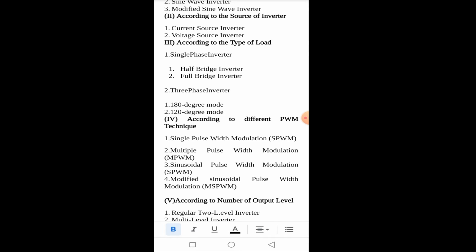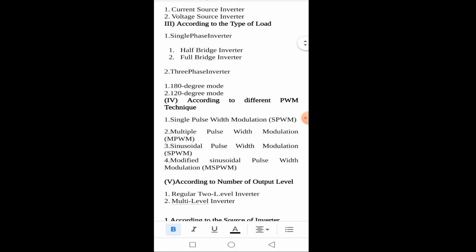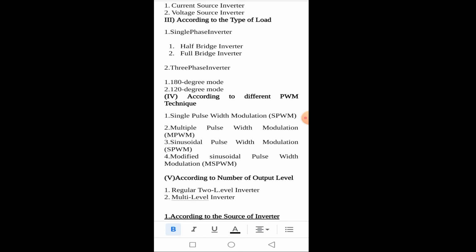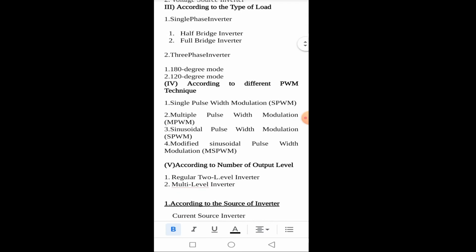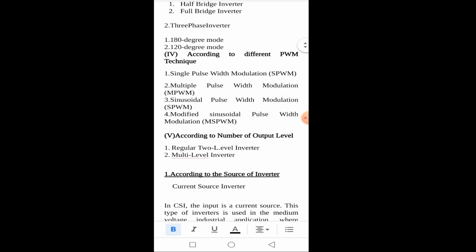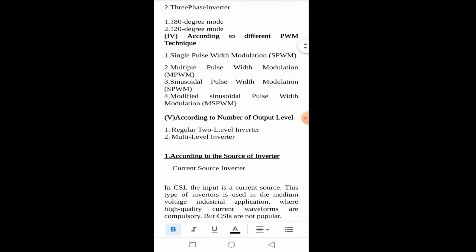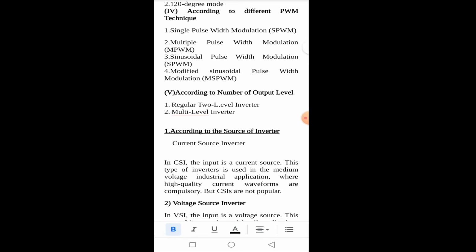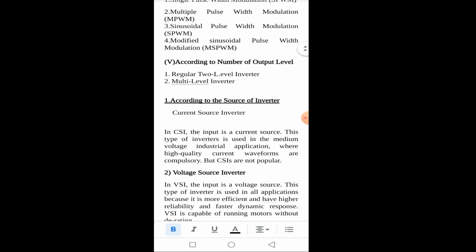Single phase inverters are again classified into two, that is half bridge inverter and full bridge inverter. Three-phase inverters are again classified into two types, that is 180-degree conduction mode and 120-degree conduction mode. According to the different PWM techniques, it is classified as single pulse width modulation, multiple pulse width modulation, sinusoidal pulse width modulation and modified sinusoidal pulse width modulation. According to number of output levels, it is classified as two-level inverter and multi-level inverter.